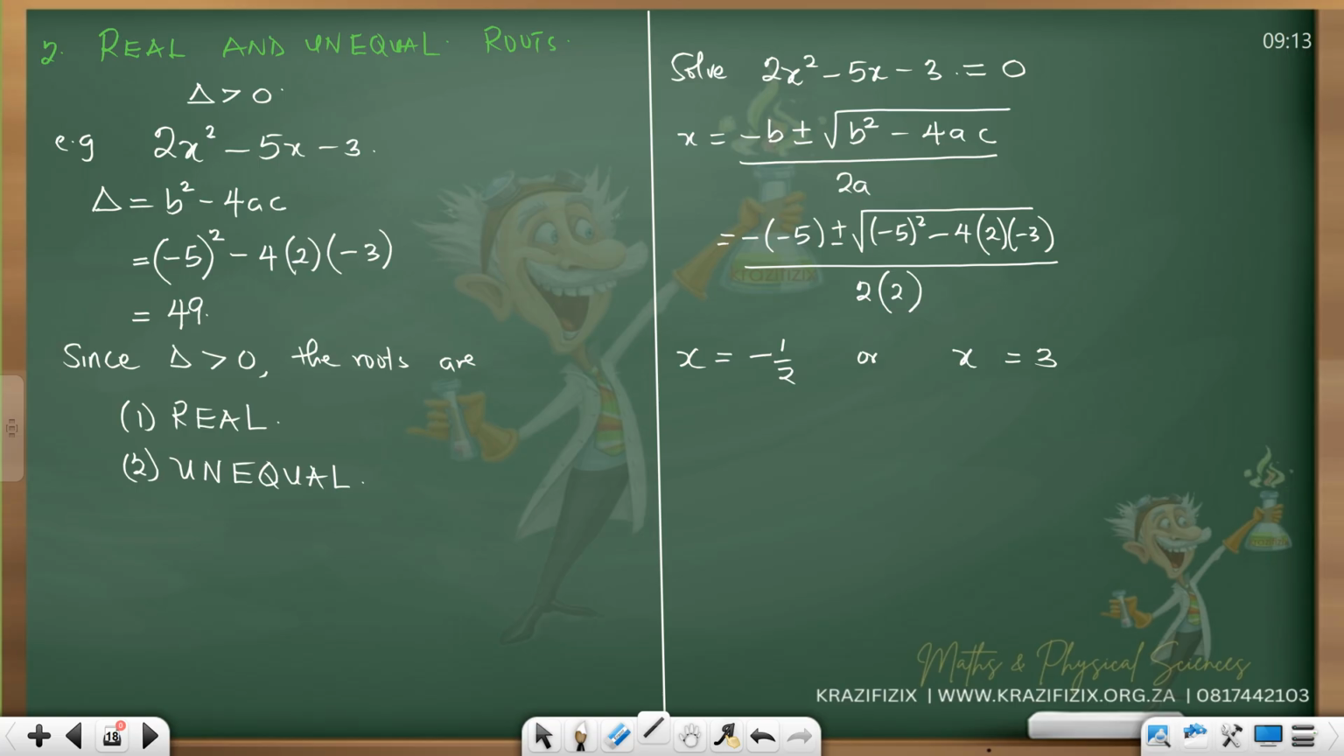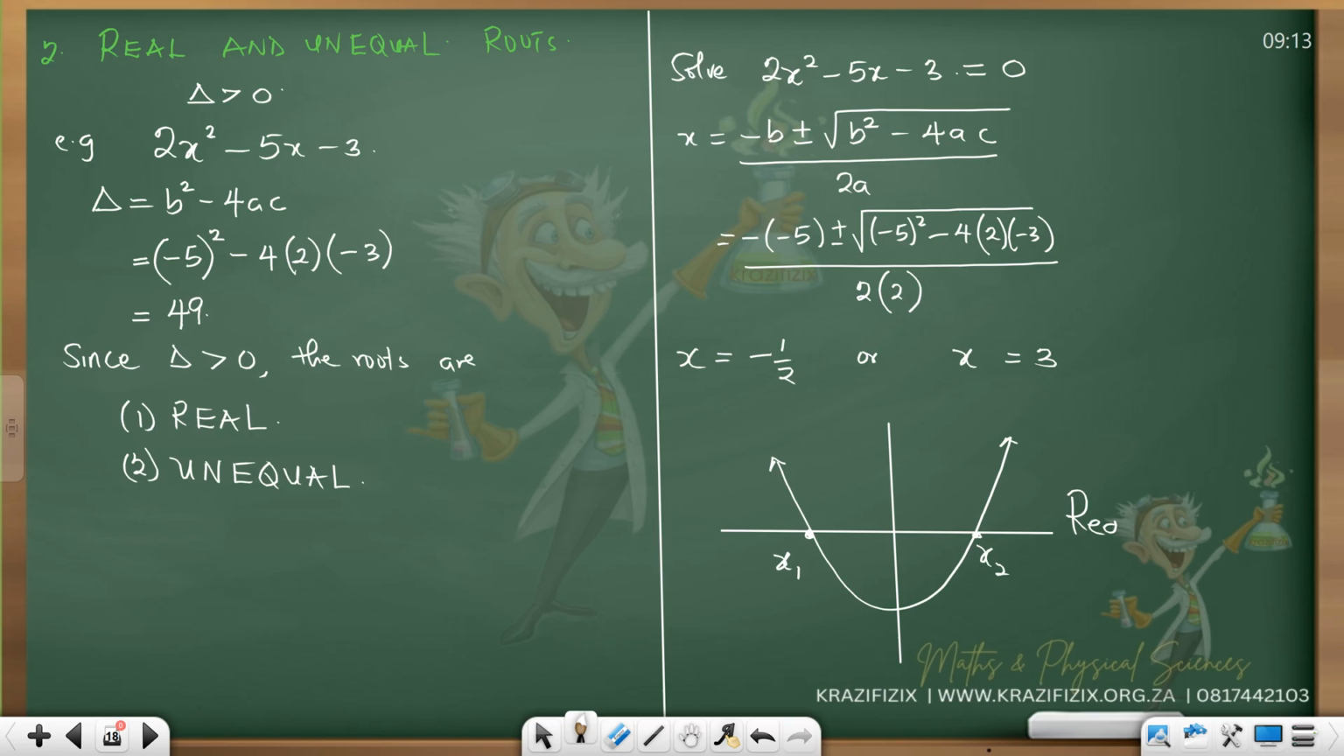So, my graph, what will my graph look like in such a case? I'll have two different x1 and x2 values. These are real and unequal roots. And for this to happen, discriminant must be greater than 0. So we have two things for real roots. We have two things already. For real roots, our discriminant must either be greater than 0 or equal to 0.